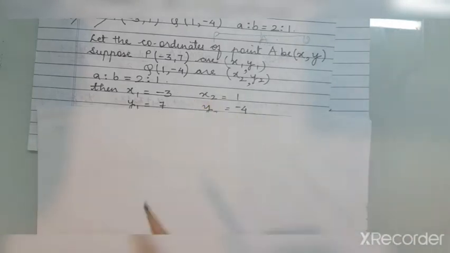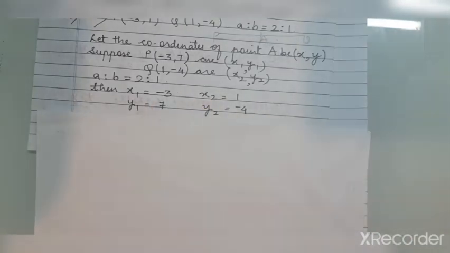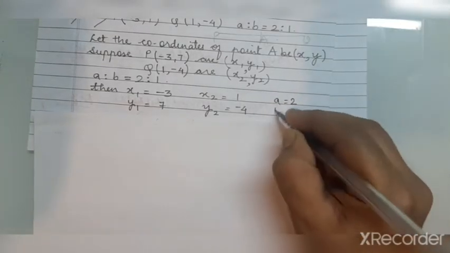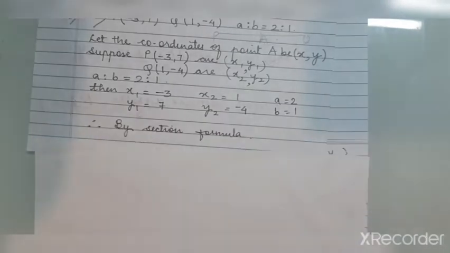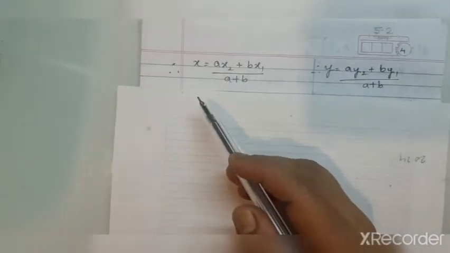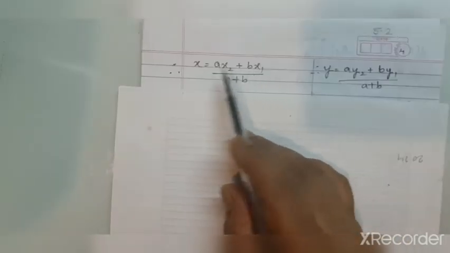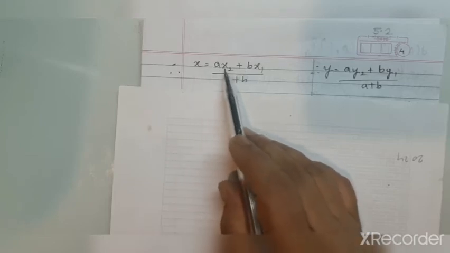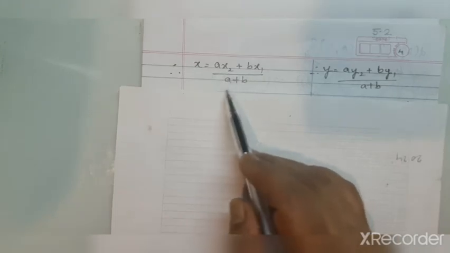I will show you how. So it is very important again to write what is x1, y1, so that for your convenience you don't make a mistake. Here also A is equal to 2 and B is equal to 1. Therefore we have to use the section formula. Since in the given sum they have not given M and N, they have given A and B, we will change our formula to A and B. Wherever there is M we will put A, wherever there is N we will put B. So the formula becomes x is equal to ax2 plus bx1 upon a plus b.